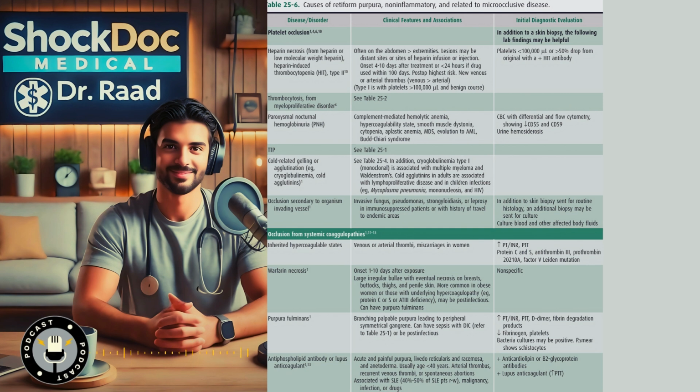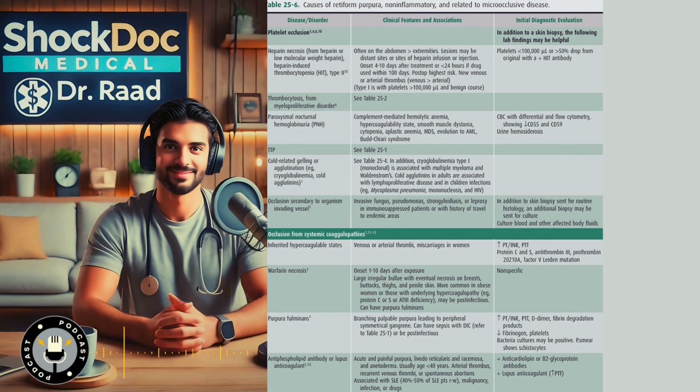Purpura fulminans, a particularly dramatic presentation with branching palpable purpura that rapidly progresses to peripheral symmetrical gangrene. It can be seen with sepsis, DIC, or post-infectiously. Labs show increased PT-INR, PTT, D-dimer, decreased fibrinogen, and thrombocytopenia, with blood cultures and peripheral smear potentially confirming the diagnosis.